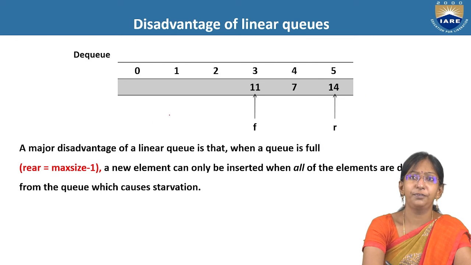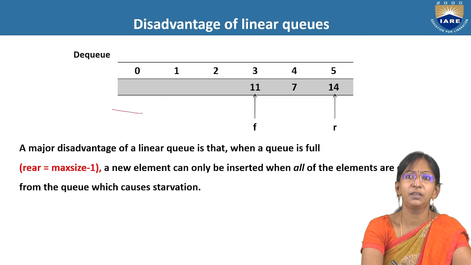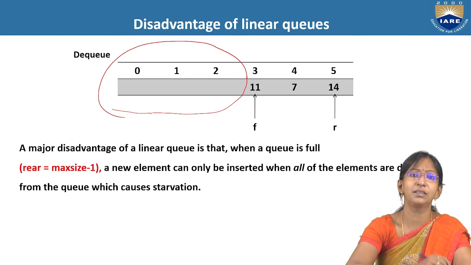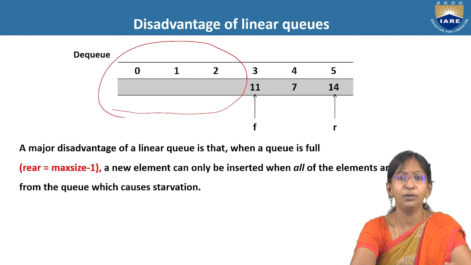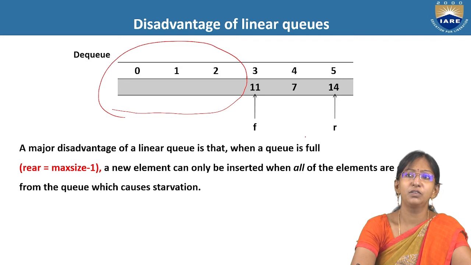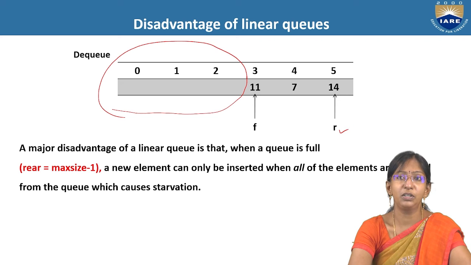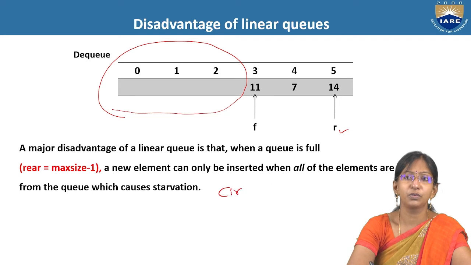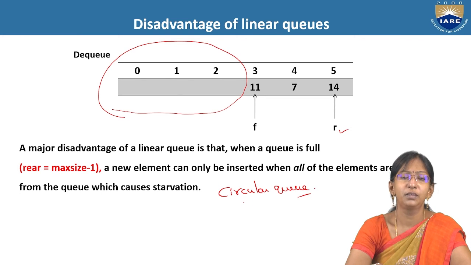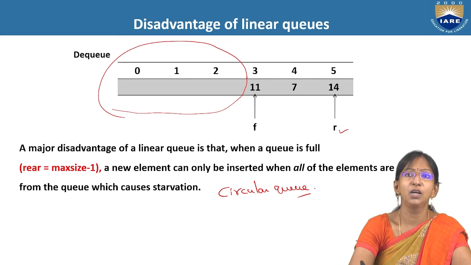Right. So as I've shown in the previous example, even if the 3 cells here are empty, we cannot use them to insert. Simply because the rear is pointing to the highest index value, we say that the queue is full and further insertion cannot be possible. Overflow condition raises. So that is a basic disadvantage of linear queues, which we are going to overcome when we go for circular queues. Circular queues solve the major problem of linear queues, that is utilization.